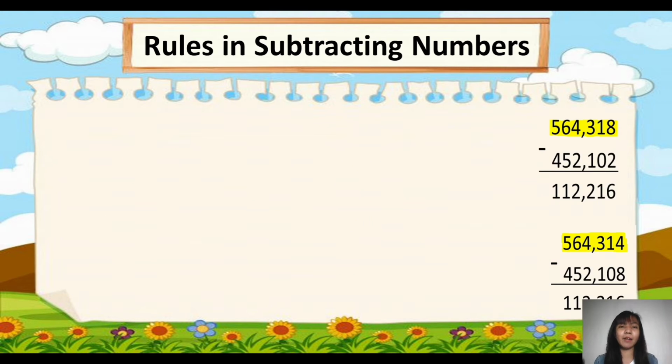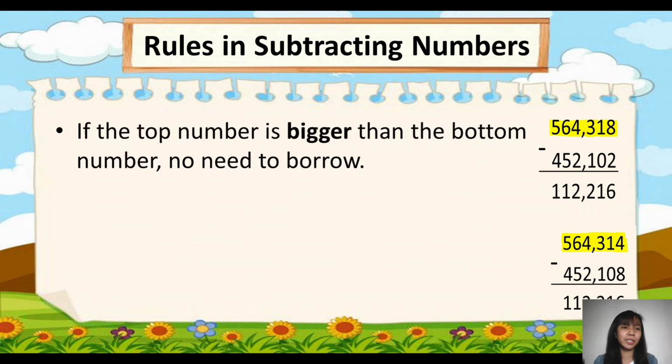Okay, so you have to remember these rules in subtracting numbers. First rule is, if the top number is bigger than the bottom number, no need to borrow. Okay, the top number is shaded in yellow. 8 and 2. 8 is bigger than 2, right? 8 is bigger, so no need to borrow.